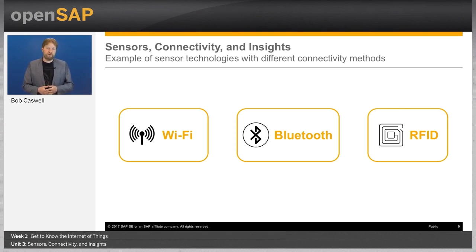Let's start with Wi-Fi technology, which can be used to track people or things in a particular area. For example, a person's location can be determined by pinging the address of mobile devices such as smartphones.